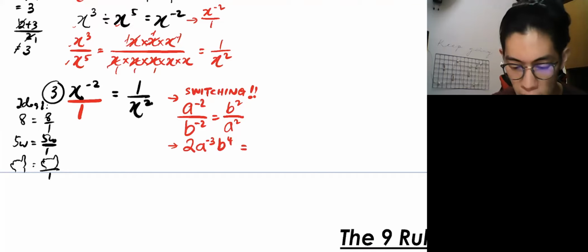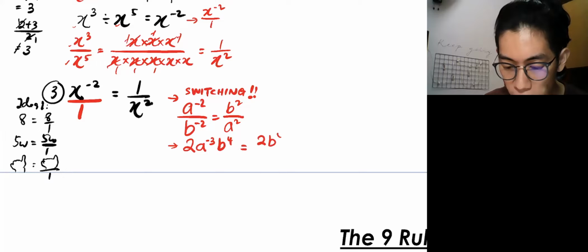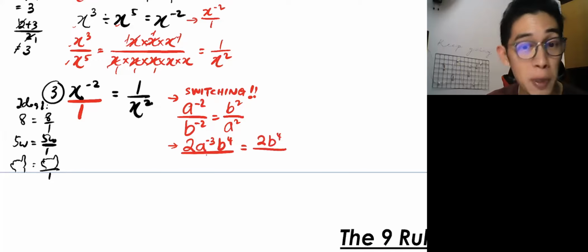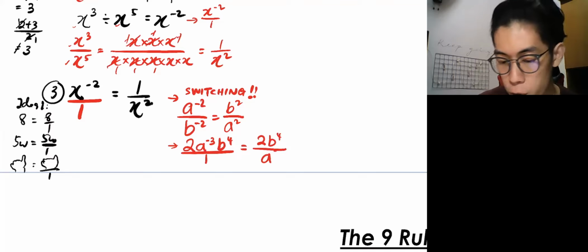Okay, so I start. So the answer will be 2B4. Then you switch this over because this one is over 1, right? So you move the A3 below.